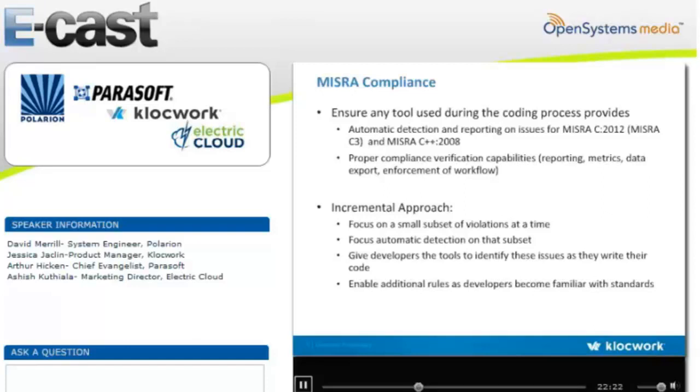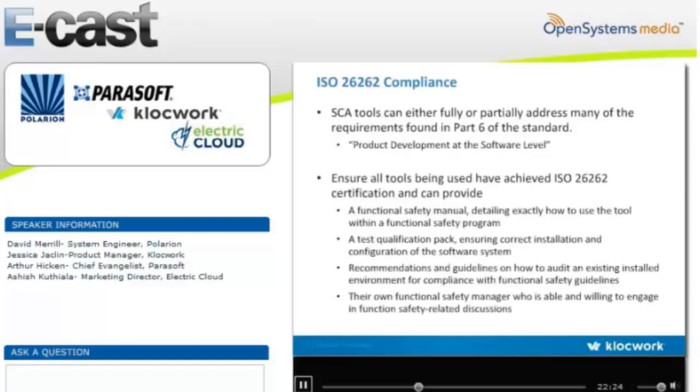We also need to make sure that we have ISO 262 compliance. So SCA tools can fully or partially address many of the requirements found in Part 6 of the standard. But in addition to that, you need to make sure that the tool that you're using has also achieved that compliance as well. So some of the parts to the compliance would be you want to make sure that the tool has a functional safety manual, that they can provide you a functional safety manual detailing exactly how to use the tool within the functional safety program.